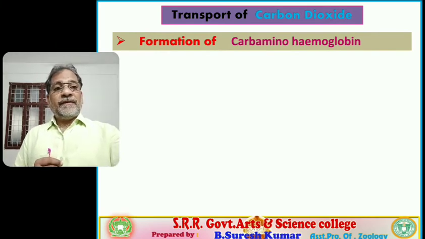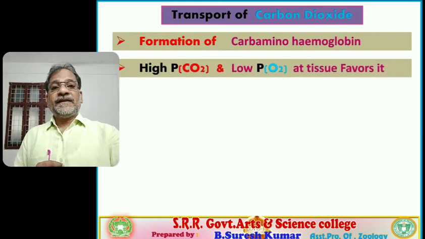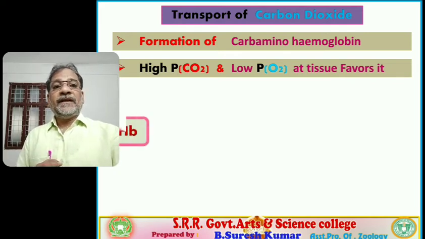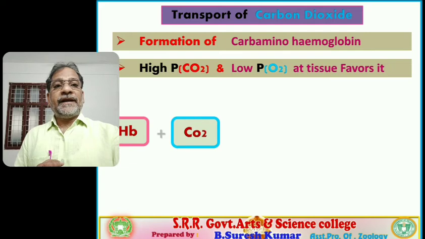Next, how is carbaminohemoglobin produced? Let us see. A high partial pressure of carbon dioxide and a low partial pressure of oxygen are required. Only these two conditions favor it. In this condition, the hemoglobin molecule is going to combine with carbon dioxide.